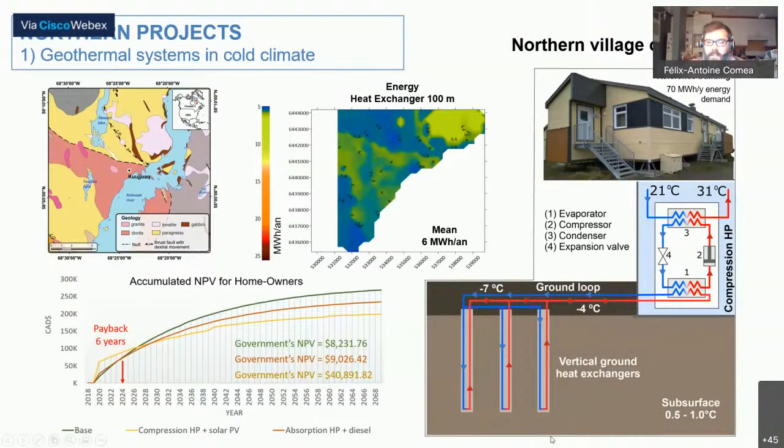In that case, it consists of having an underground loop operating at below 0 degrees, and we think this is worthwhile because all the heating there comes from furnaces using diesel. It costs a lot of money to bring this fossil fuel to the north and to operate it. We have evaluated that, with the maximum grant from the government, it would be possible to have a payback of between 5 and 10 years to replace furnaces for heating using this kind of geothermal system.